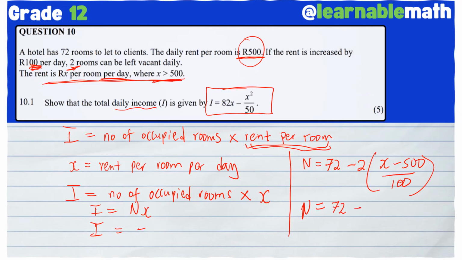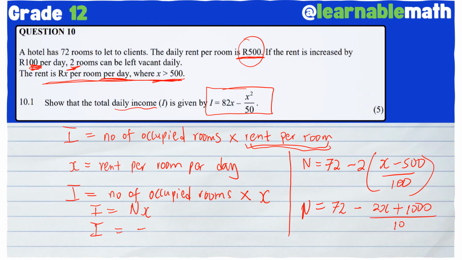So in 72 minus, this will be 2x plus 2 times minus 500. I mean minus 2 times minus 500 will be plus 1000.